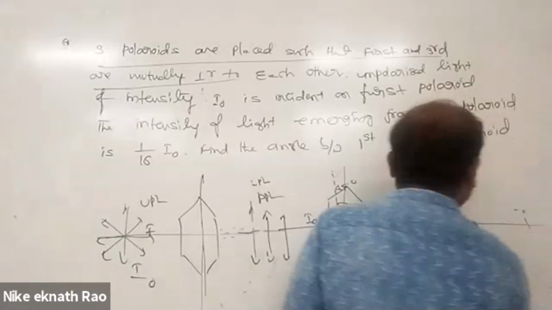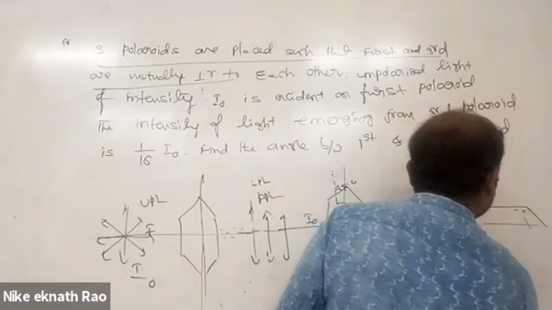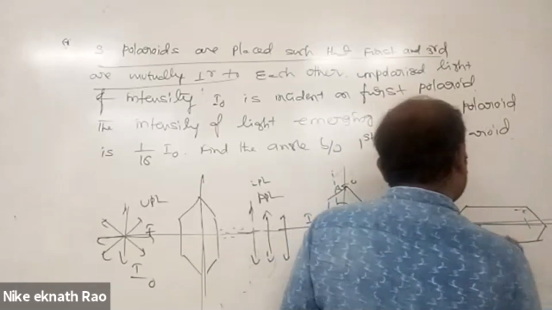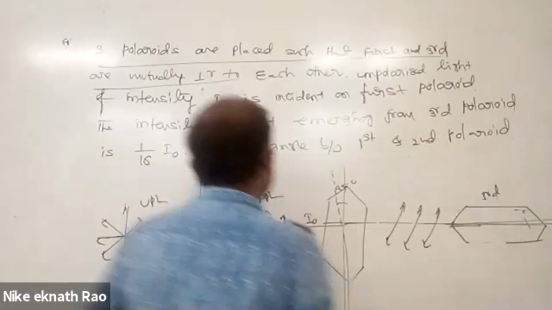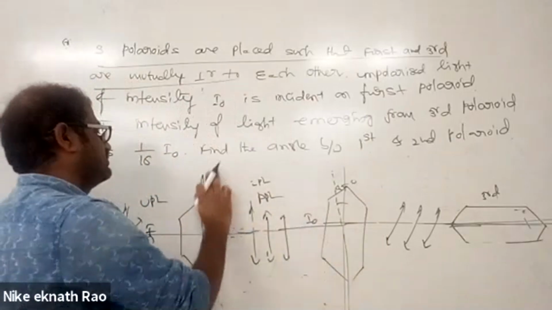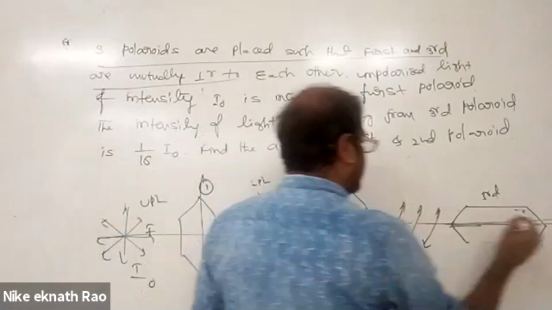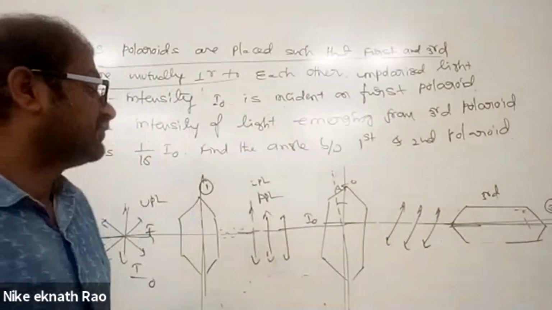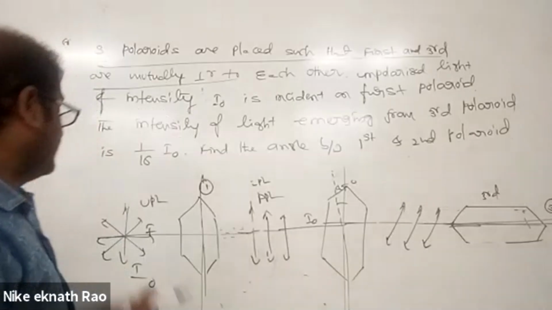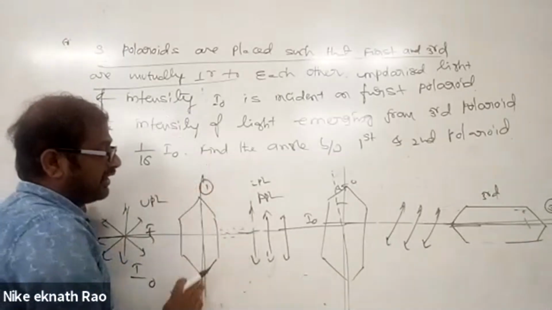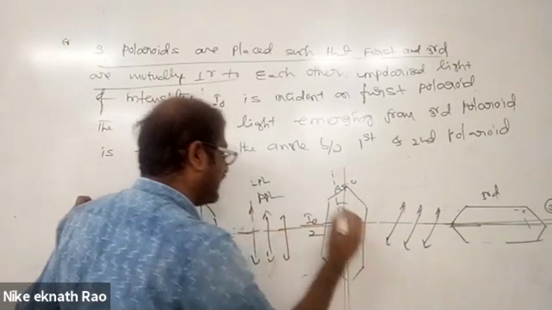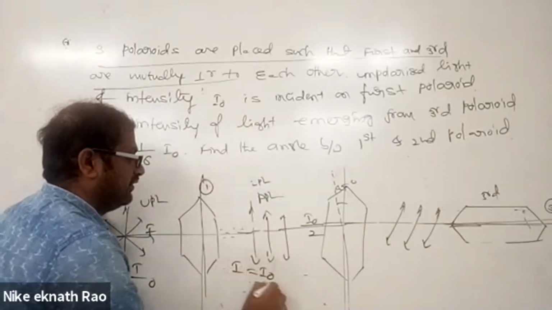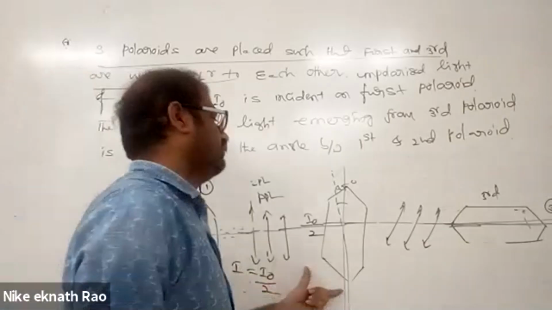You can write this as the pass axis of the first polaroid and the pass axis of the third polaroid. These two are crossed polaroids, 90 degrees. If the intensity of incident light is I naught, after the first polaroid I naught by 2 will come out, and this I naught by 2 falls on the second polaroid.